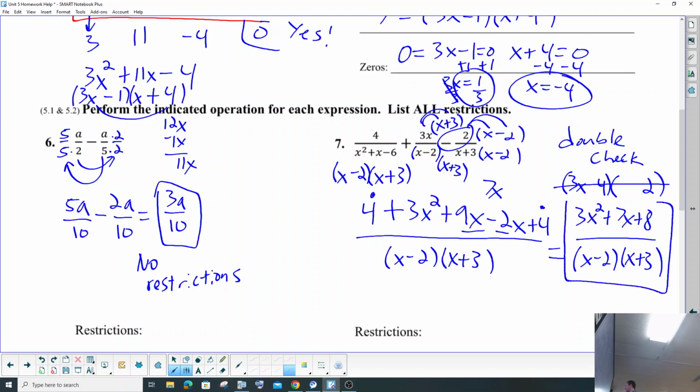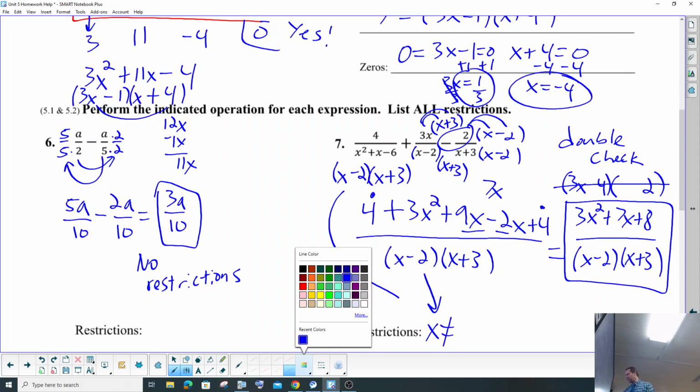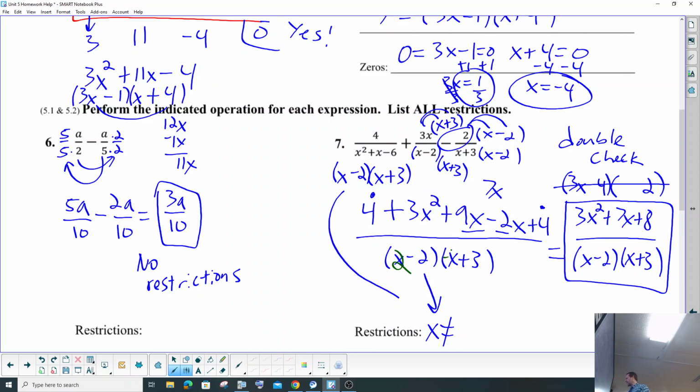Don't forget the restrictions. So x minus 2, here it is. Where did we have a problem? Remember we have a problem with a positive 2 and a negative 3, because that would make it 0 in the bottom. And you can't have 0 in the bottom. So 2 would be bad, and a negative 3 would also make it bad in the bottom. So those are our restrictions to go with our problem there.